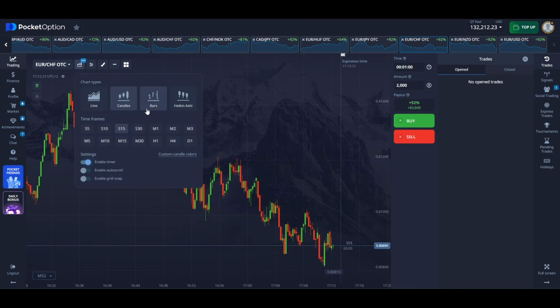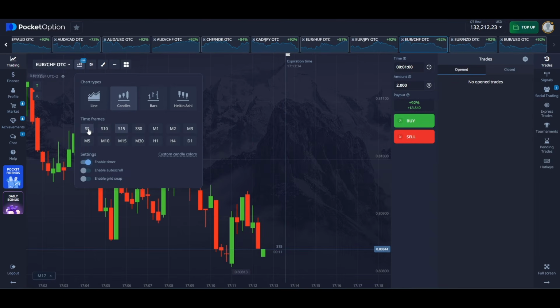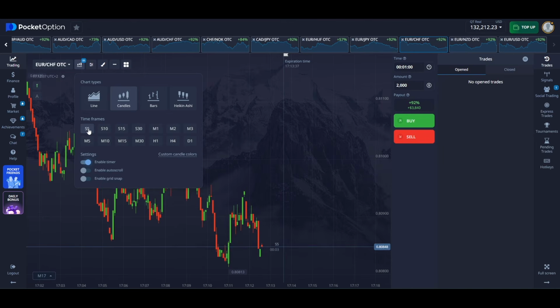Oh, and by the way, I forgot to mention that on the OTC market, we mainly use either 15-second candles or 5-second candles to get a really good entry point. If you're just starting out trading, I recommend to use 15-second candles, but if you want a more professional approach, let's open the next trade on 5 seconds. That will be our best entry point.